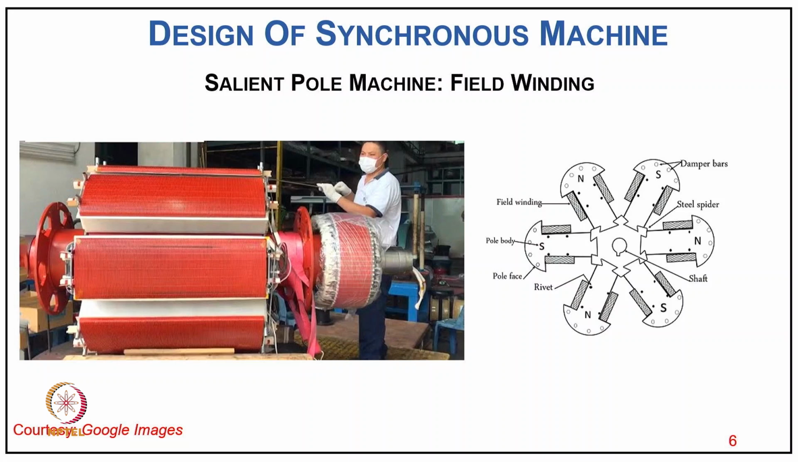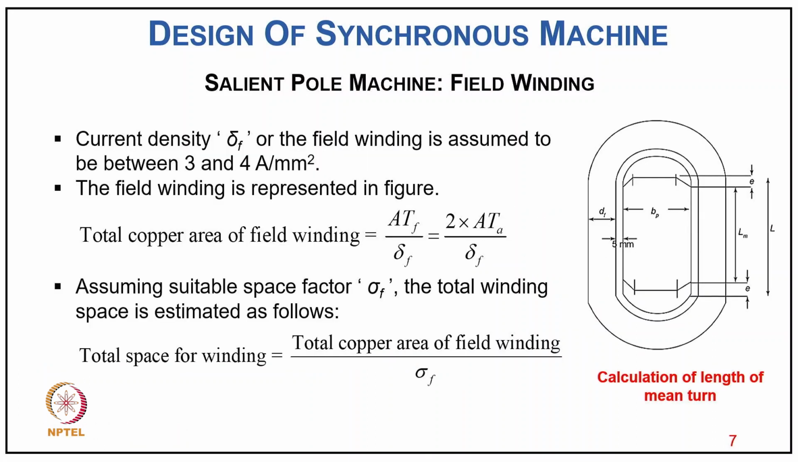the large salient pole synchronous machine look, as a salient pole structure with the field winding. As you can see in the diagram as well as the photograph of the same. So coming to the design, as you can see here, for the calculation of the length of the mean turn, the current density delta F of the field winding is assumed to be between 3 to 4 ampere per millimeter square.